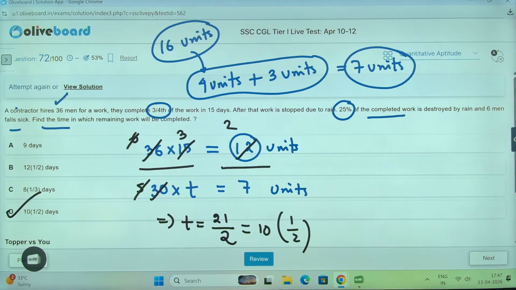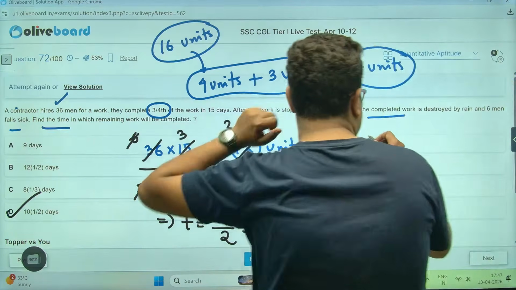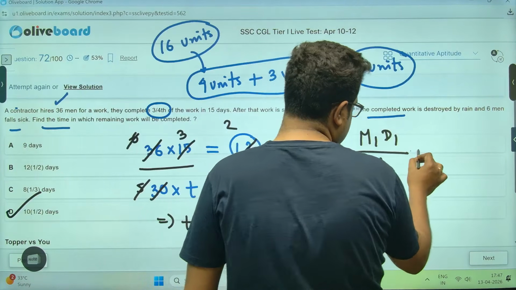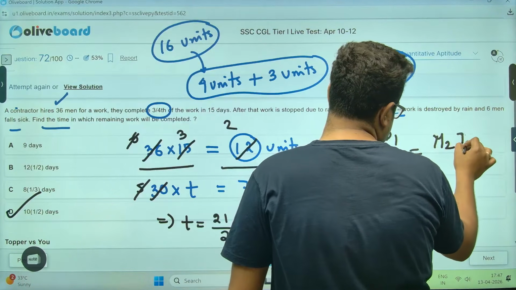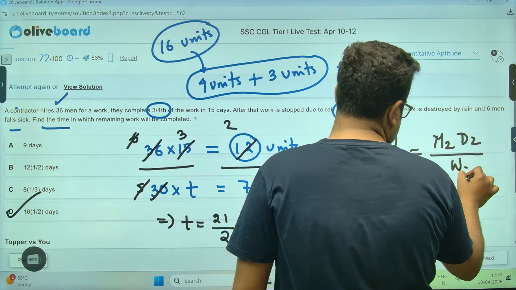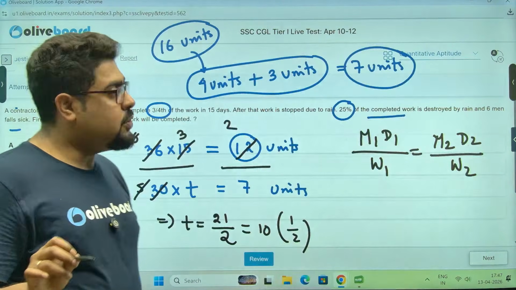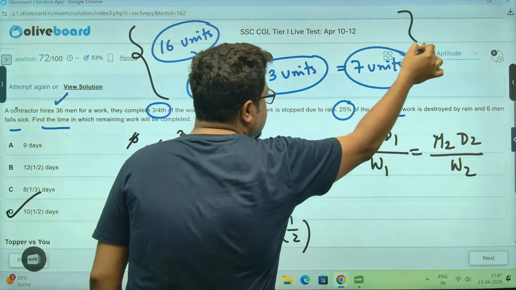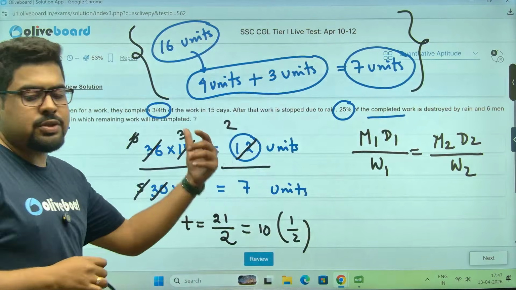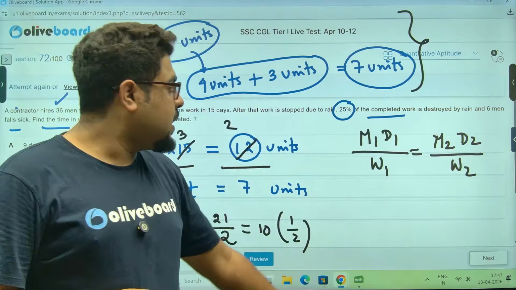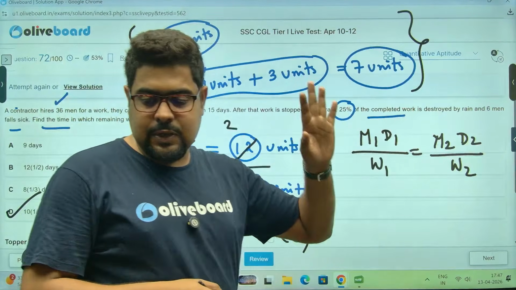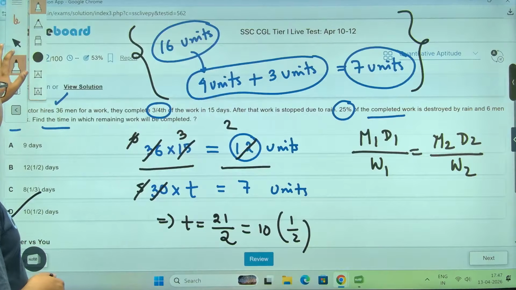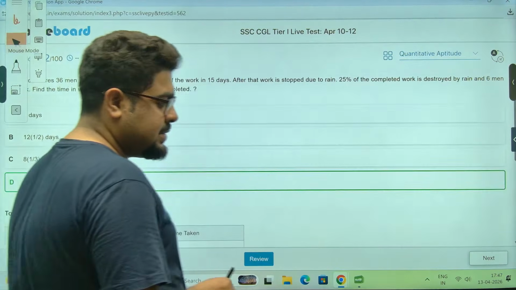But again, if somebody among you is comfortable using this formula, do that. But whatever you do, please calculate the work part like this. Don't try to put 3/4 and 1/4 because there is a condition given. So please do this carefully, otherwise you might make a mistake.